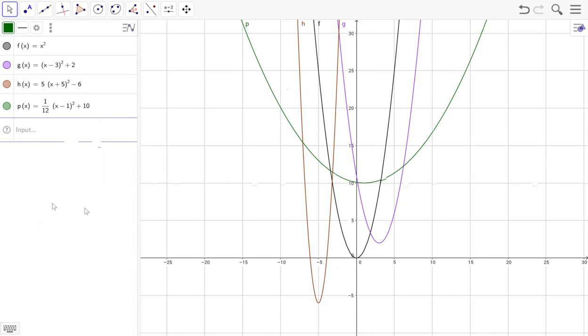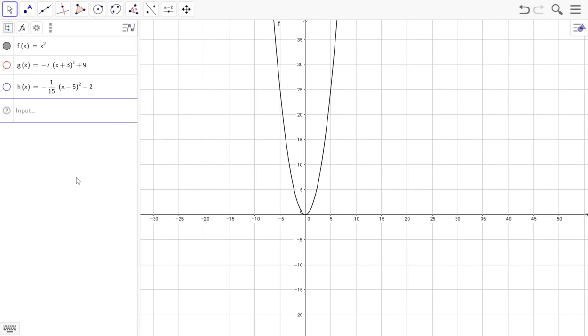Then a couple more functions we can look at with the negative a, or it opening downwards. We have g of x equals negative 7 times (x plus 3) squared plus 9. So we know that we're moving the vertex left 3 and then up 9, and it's going to be narrower because 7 is greater than 1. And then we have that negative, so it's going to open downwards. So here we have our new vertex at (negative 3, 9). Then it's narrower because of the 7, and then it's negative, so it opens downwards instead of up.